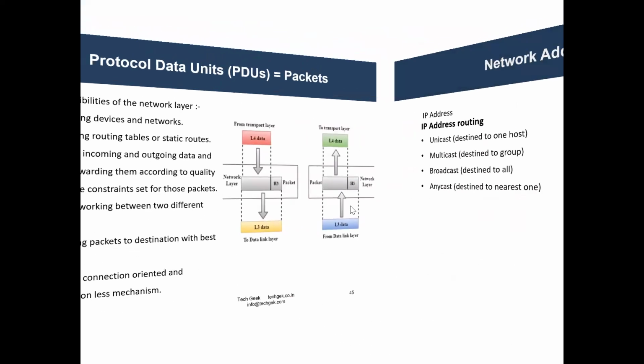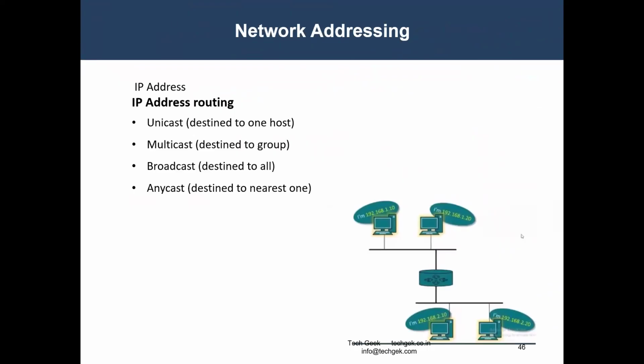Now, as we know, network addressing can be unicast, multicast, broadcast, or anycast. Unicast is destination to one host. When we talk about multicast, it is the destination to a group. Broadcast is to all, and anycast is the nearest one when it is sending. So those are the routing addresses that can be there.